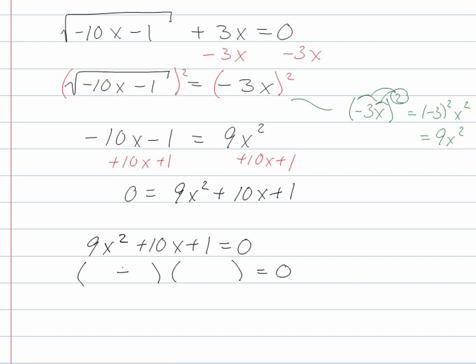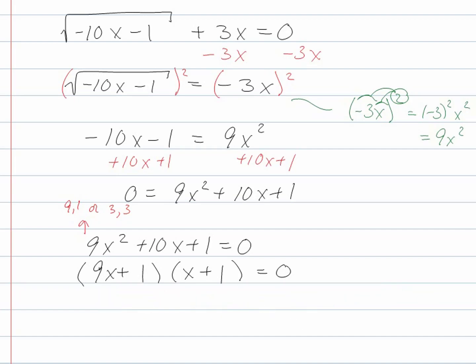These are both plus signs, so that means these are both plus signs. Since this is a 1, the only way to get to a 1 is a 1 and a 1. And here I can either go with a 9 and a 1 or a 3 and a 3. And looking at it, I think I'm going to go with a 9 and a 1. So 9x and that. Now I can check and make sure it's right first. Outer, inner, last. And that does give me the 9x squared plus 10x plus 1. So that's good. I'm going to go ahead and erase that just because I think I've got too much on the page already.